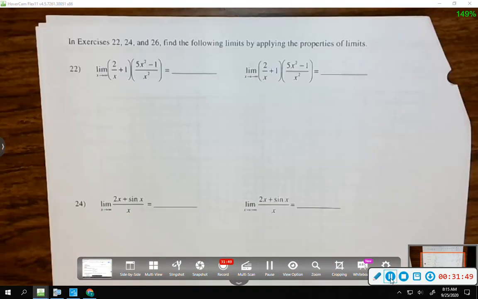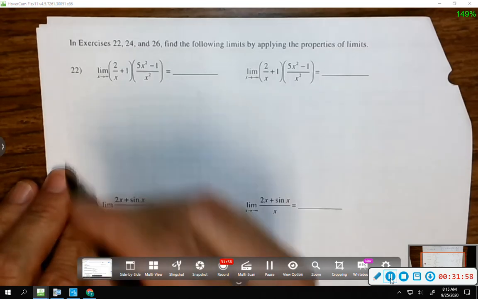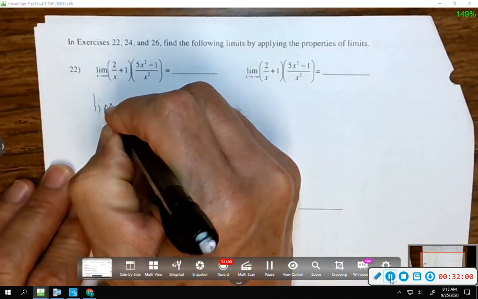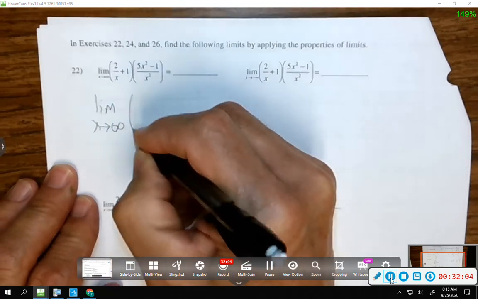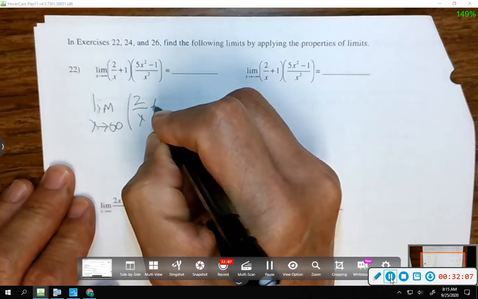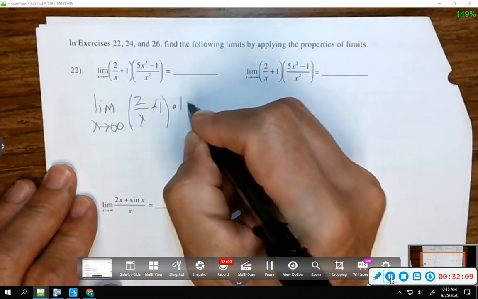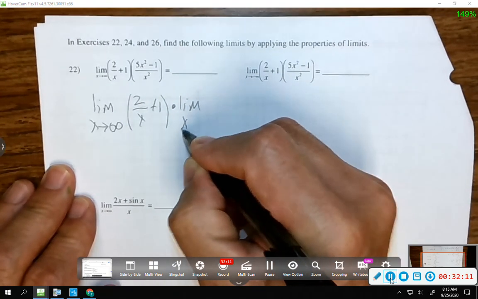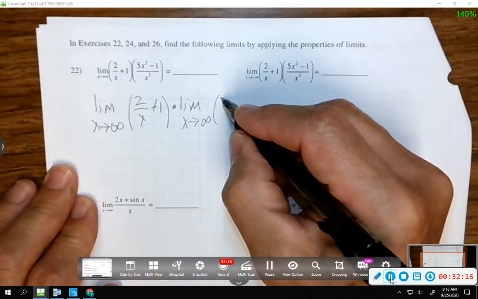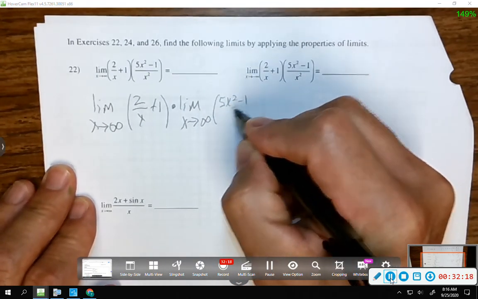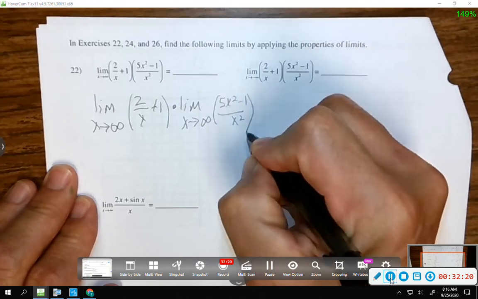The next phase of this worksheet says find the following limits by applying the properties of limits. I'm going to write some work down here, but how much work you show when you do these on the test, there are one or two of these, not a lot, really doesn't matter. But it's important to know that if I'm taking the limit of a product, I can take their separate limits and multiply them together. So I'm going to write it this way so you see what I'm actually applying.